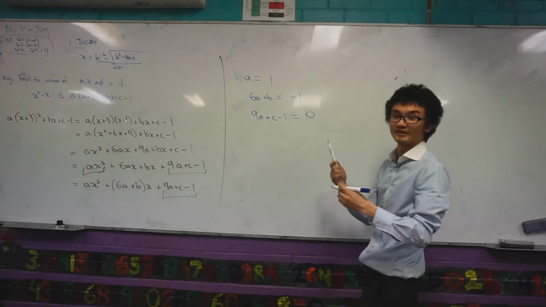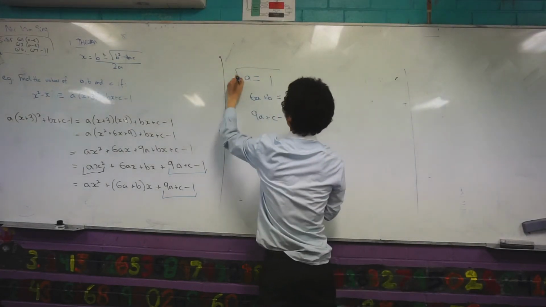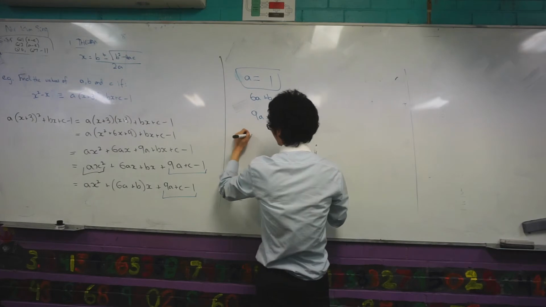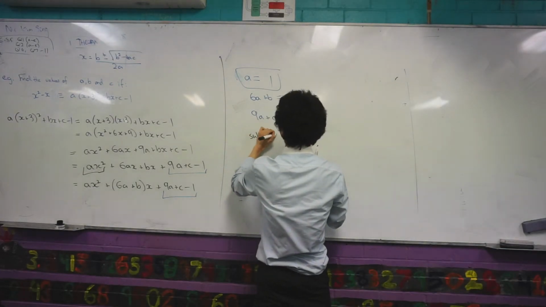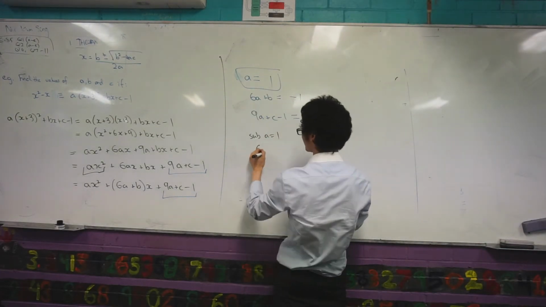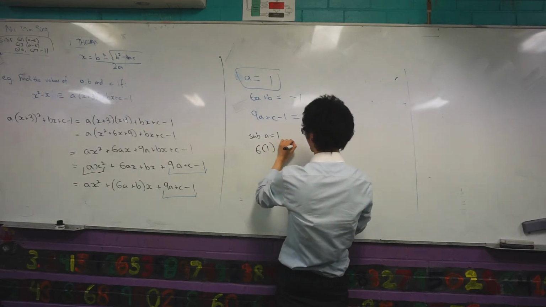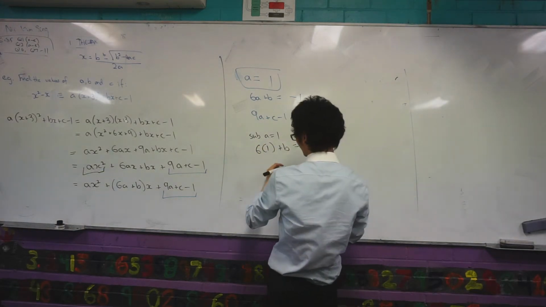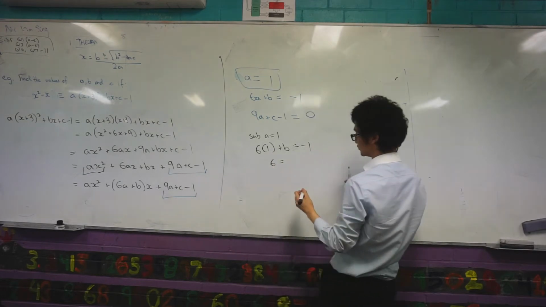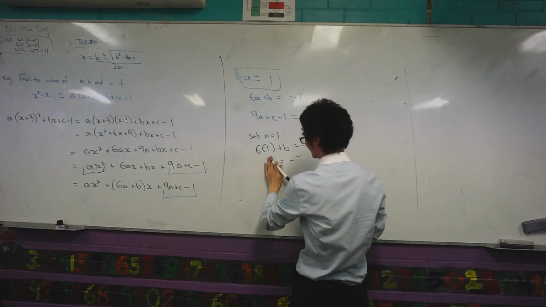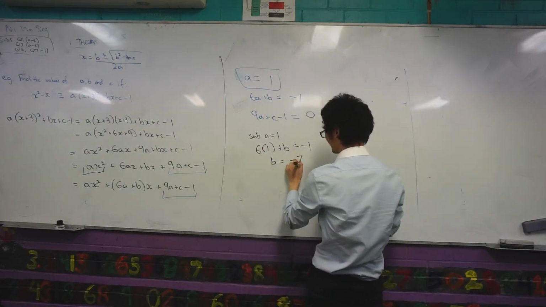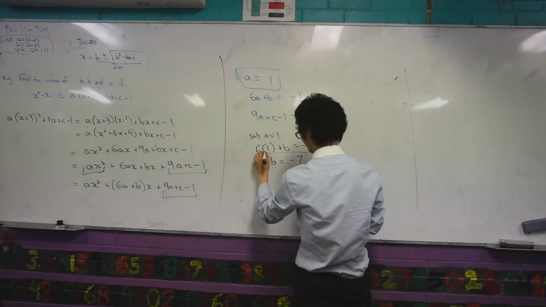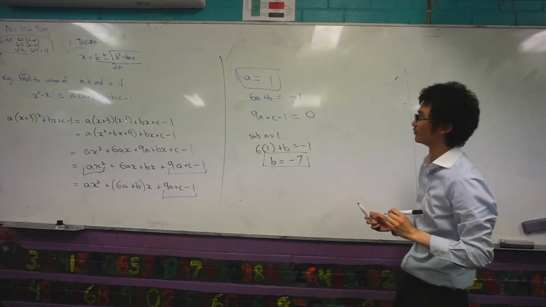So I've got a equals 1, that's my first piece. I'm going to use this and say, alright, sub a equals 1 into this second one, so I've got 6 outside of 1 plus b equals -1, and then I can rearrange that so I get b is equal to -7. Okay, that's my second piece.